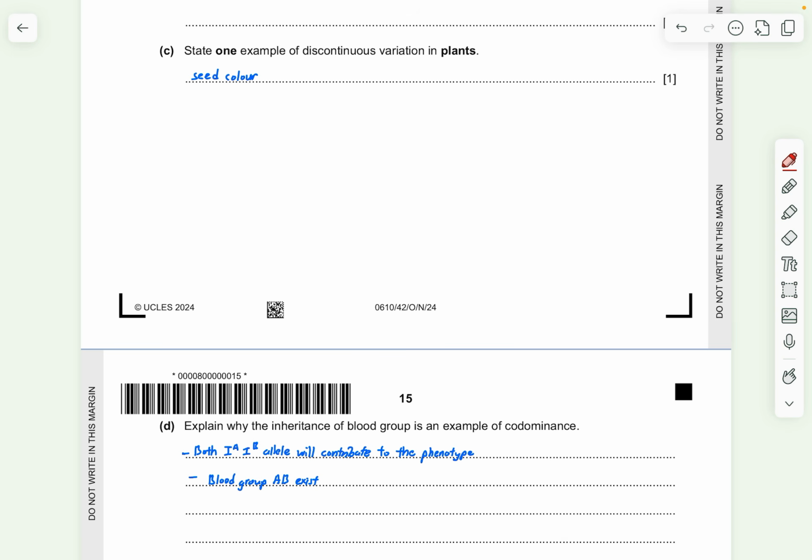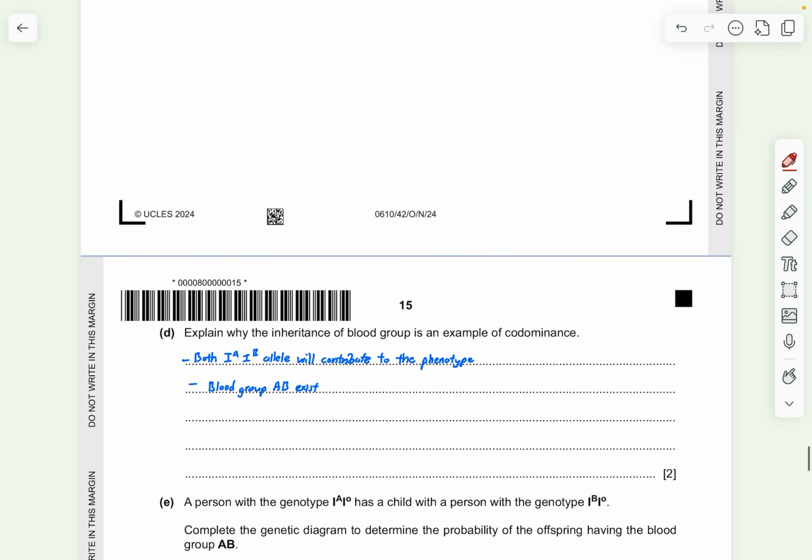Okay. Part D. Explain why the inheritance of blood group is an example of codominance. So like I mentioned before, it is codominance. Why? It's because both IA and IB alleles will contribute to the phenotype. What does it mean? It means that when a human has IA and also has IB at the same time, there is a specific phenotype for them, which is blood group AB. So this phenotype actually exists. So you can see that blood group AB exists.